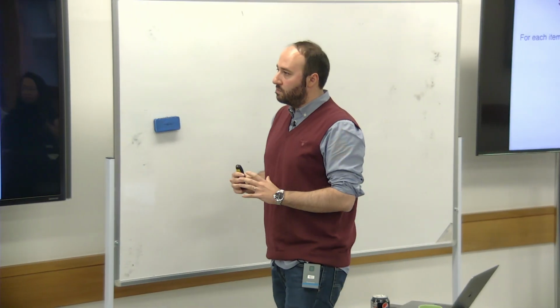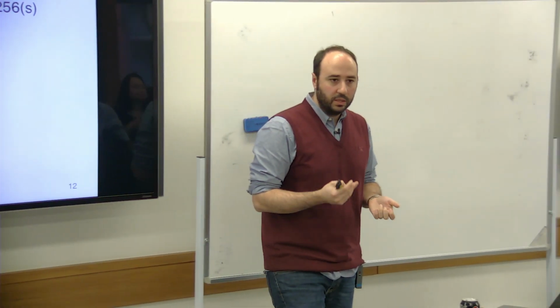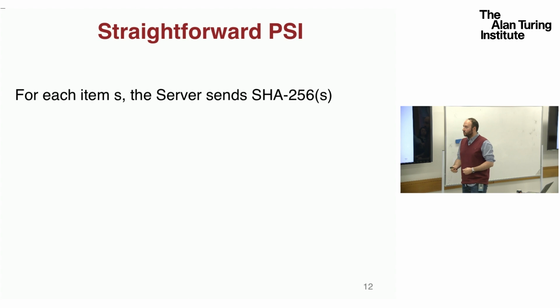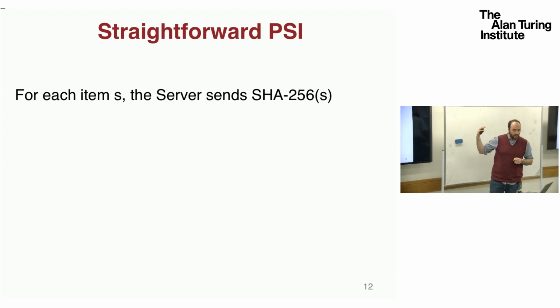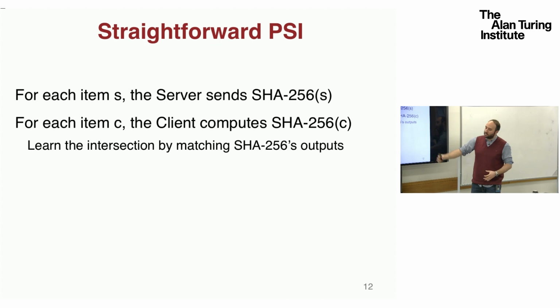So first of all, one thing that you might think is, okay, this is a very simple problem. How can I solve it just by using hash functions, right? So the idea would be to have this straightforward private set intersection instantiation. For each item in the server set, you compute a cryptographic hash function, let's say SHA-256. You send it to the client, and the client can just hash his own inputs, and learn the intersection by matching the outputs of the hash function, right?